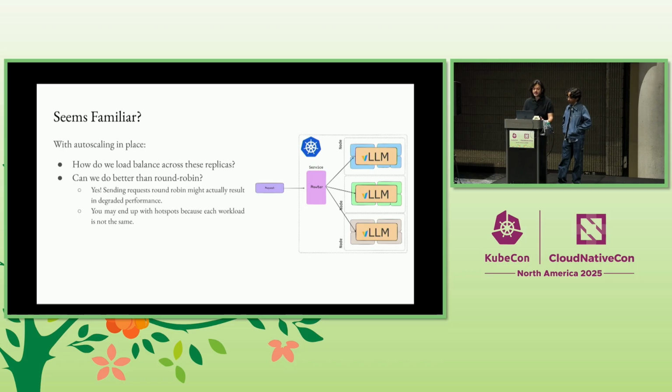The sole reason being that sending requests in a round robin fashion, especially for this workload, might result in extremely degraded performance. The reason for that is you may end up with hotspots on certain instances solely because you don't really know what each workload is going to constitute. You don't know if it's a prefill heavy workload, you don't know if it's a decode heavy workload, and then the interference might actually degrade the performance quite a bit in this case.